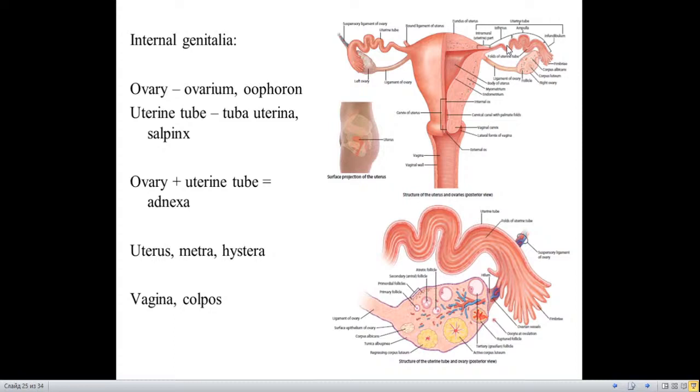Salpinx. And very commonly the ovary and uterine tube are inflamed together, and in this case we talk about salpingo-oophoritis, inflammation of the uterine tube and ovary, or instead of salpingo-oophoritis we can use the term adnexitis, because as I posted below, ovary and uterine tube together are known as adnexa of uterus. So when they inflame together we can name this condition adnexitis.